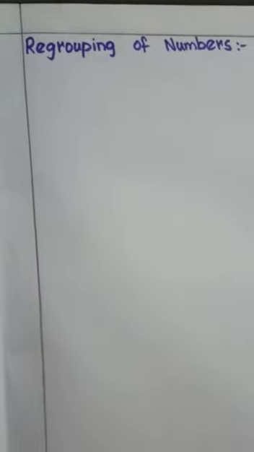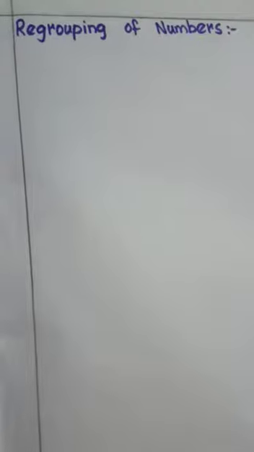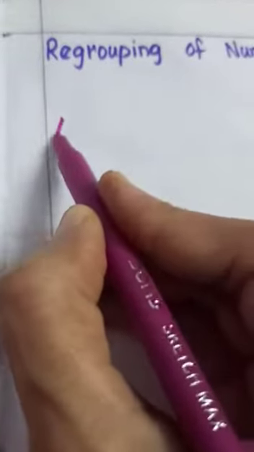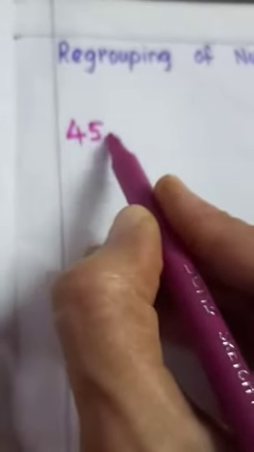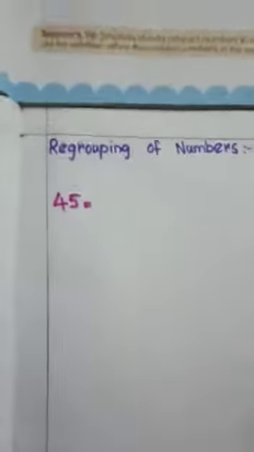Regrouping of numbers. Children, sometimes when we are subtracting digits in the same places, we may not have enough ones. So we have to regroup 1 ten to 10 ones and we have to add them to the digit in the ones column. See here, suppose we have 45. We have already learned this.